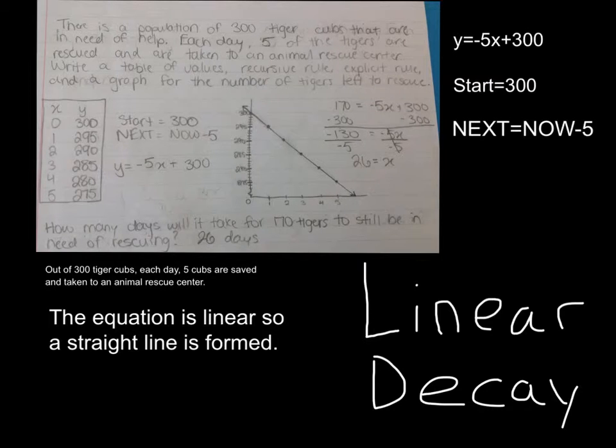So now a question would be, how many days will it take for 170 tigers to still be in need of rescuing? To do that, I plugged in 170 for y, and I tried to isolate x. So I subtracted 300 from 170, and I got -130 equals -5x, and divided by -5. And x equaled 26. So it'll take 26 days for 170 tigers to still be in need of rescuing.